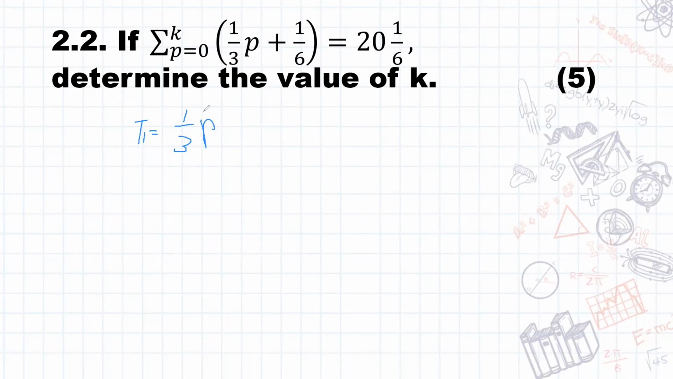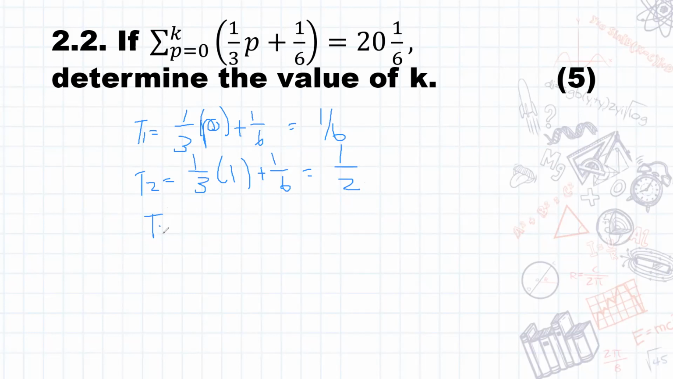So p will be 0, right? Because we're starting at 0, plus 1/6. In other words, 0 times a third is 0. So term 1 is equal to 1/6. Term 2, p is equal to 1. So we'll have 1/3 times 1 plus 1/6, and that will give us a half.